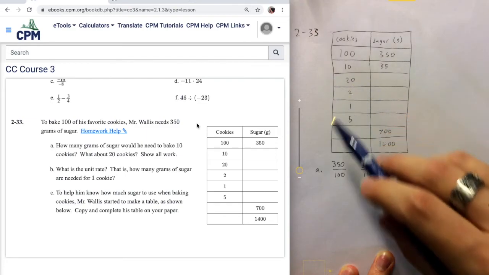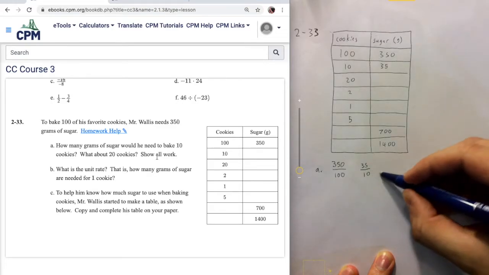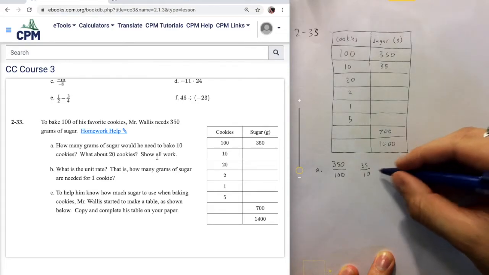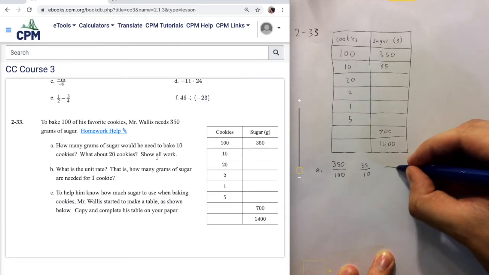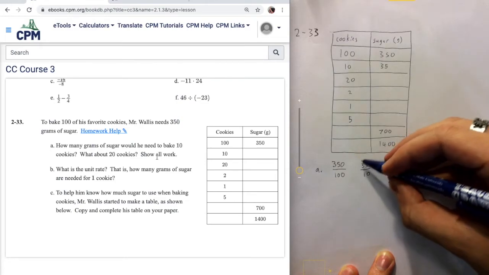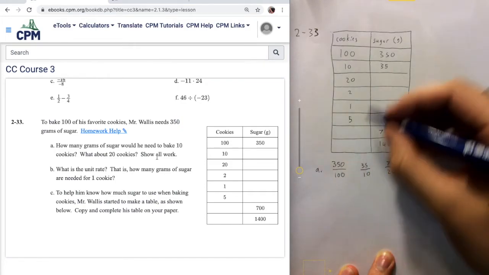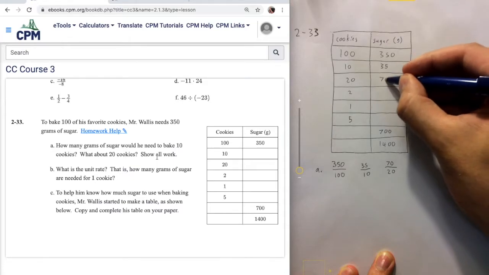And to solve 20, because the next part of A says, what about 20 cookies? Well, we can simply just double it. So right now we have 35 over 10. So it's proportional, we can make it over 20. We just doubled that, so we can also double 35, which would be 70. So over here we can do 70.